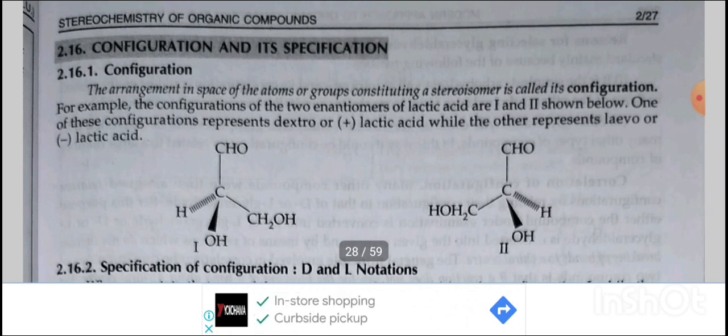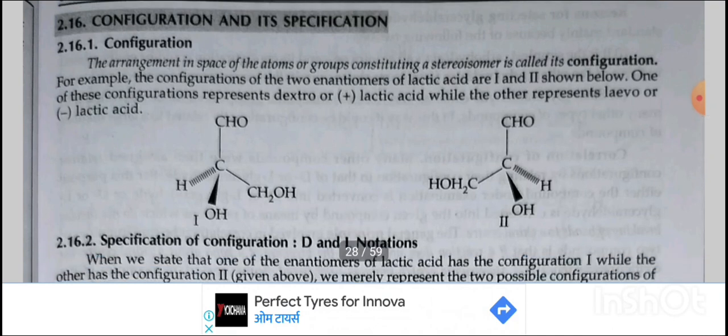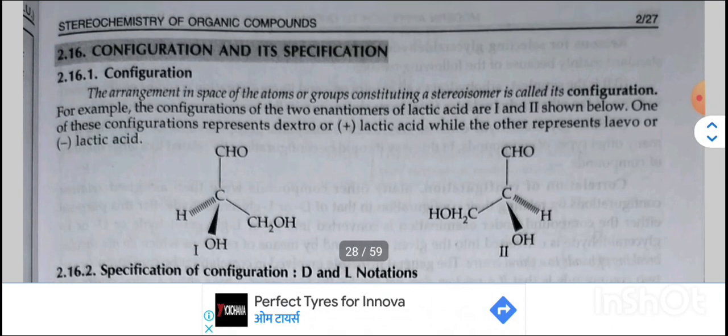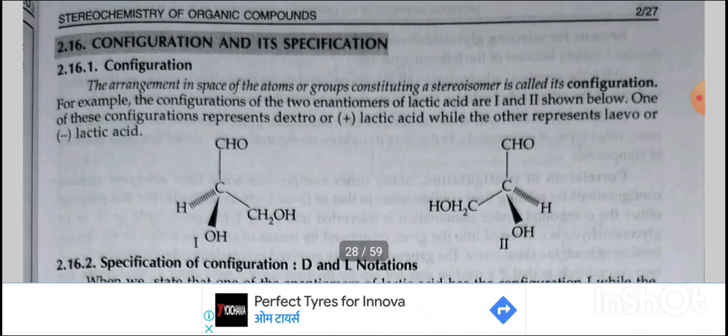Configuration and its specification. Configuration, the arrangement in space of atoms or groups constituting a stereoisomer, is called configuration. For example, the configurations of the two enantiomers of lactic acid are shown in the first and second figures below. One of these configurations represents dextro or positive lactic acid and the other represents levo or negative lactic acid.